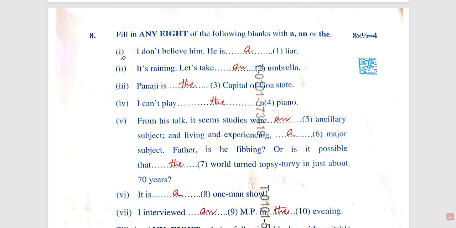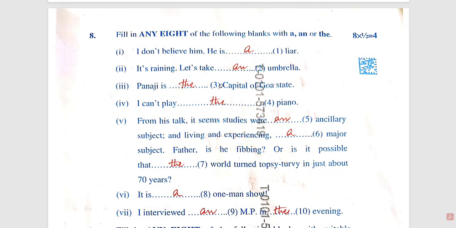Next, eighth one, fill in any 8 of the following blanks with a and the articles. I don't believe him. He's a liar. We say he's a liar, not an liar, because it's a consonant, liar. It's raining. Let's take an umbrella. Umbrella, it's an, it's a vowel. A vowel sound usually carries an, and a consonant sound carries a. A, E, I, O, U. Before A, E, I, O, U, we put an.